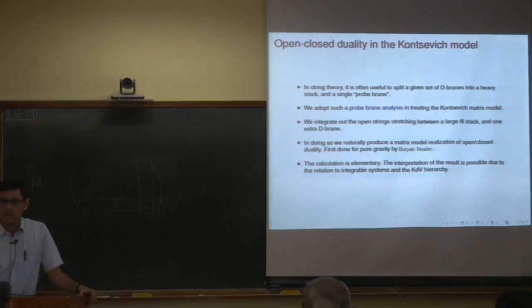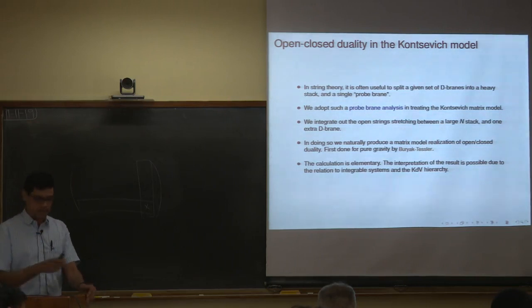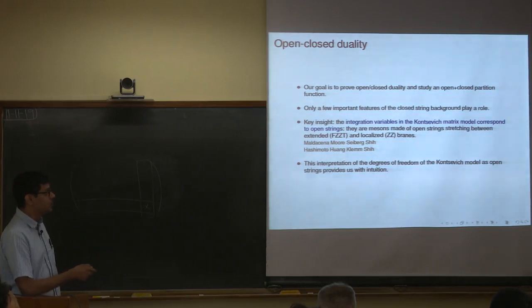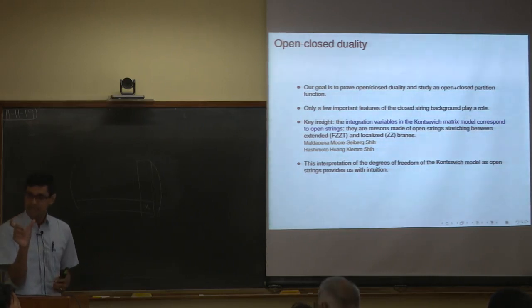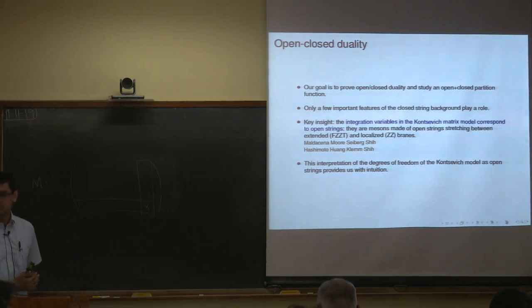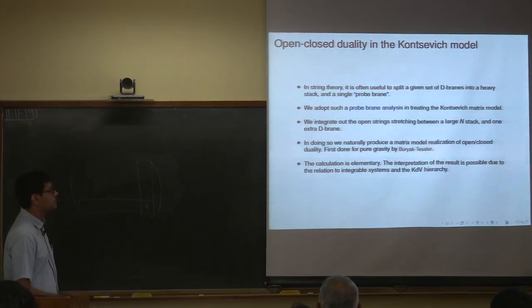The Kontsevich matrix model partition function was demonstrated to be the partition function on the brane. Yes, on the FZZ branes, exactly. FZZ branes, that was the pure gravity case. And then there are these papers by Hashimoto, Huang, Klebanov and Shih, for the case with matter, where they showed that you should really interpret them as sort of mesons between ZZ and FZZ branes. In this probe picture, I think that's the best way to think about them. These authors did it for pure gravity, and these generalized it to the case coupled to matter.